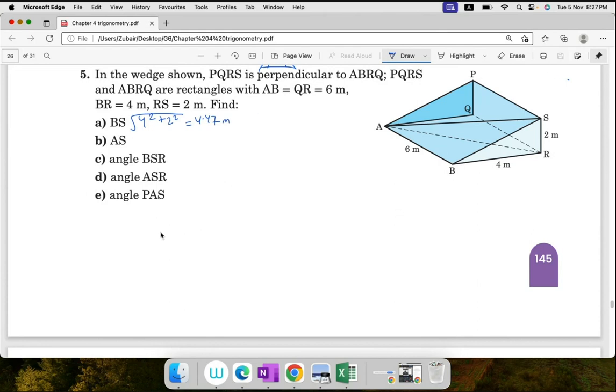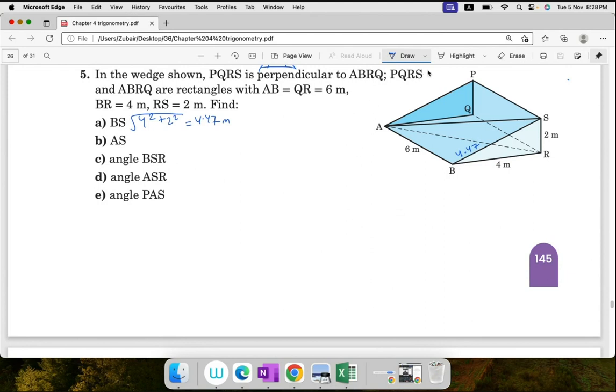Next is AS. How will we know AR? We need to find AS. We have SR is 2.